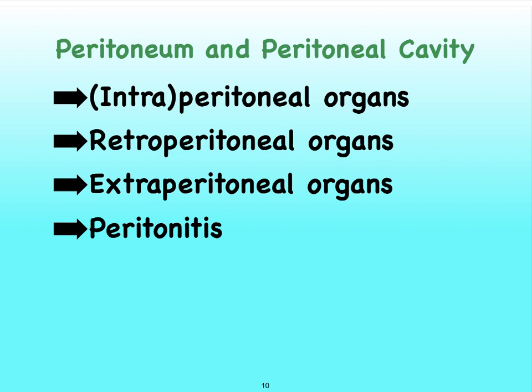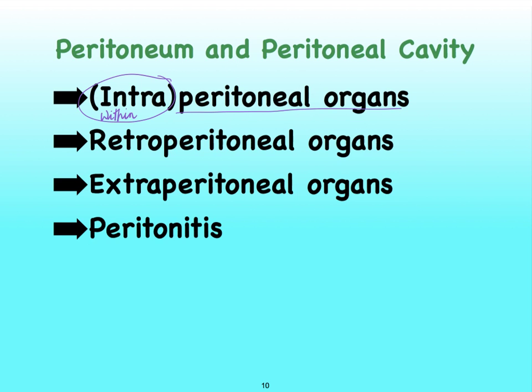Those structures in our abdominal pelvic cavity, I should say, that are covered by the visceral peritoneum, we refer to them as peritoneal organs, or even better, intraperitoneal. Remember the prefix intra means within, not to be confused with inter, which means in between.